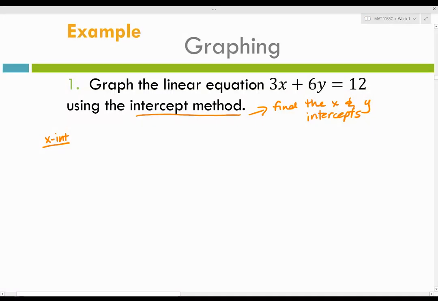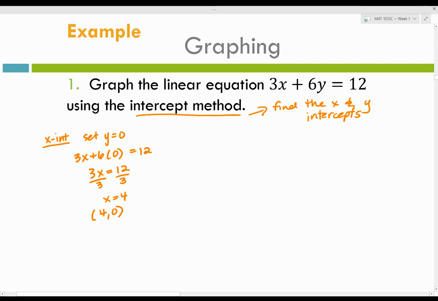So if I'm looking for the x-intercept, remember that means I need to set y equal to 0. Everywhere in my equation where I see a y, I'm going to plug 0 in its place. So that's 3x + 6 times 0 = 12. I'm going to solve this equation. 6 times 0 is 0, and that's going to give me 3x = 12. Then I'm going to solve for x by dividing both sides by 3. So x equals 4. Remember, in coordinate form, that's going to be (4, 0).